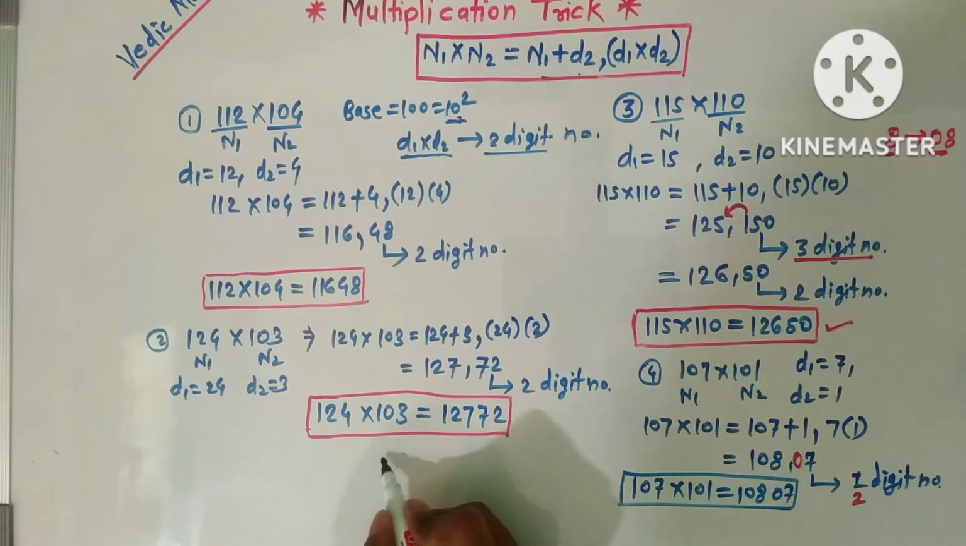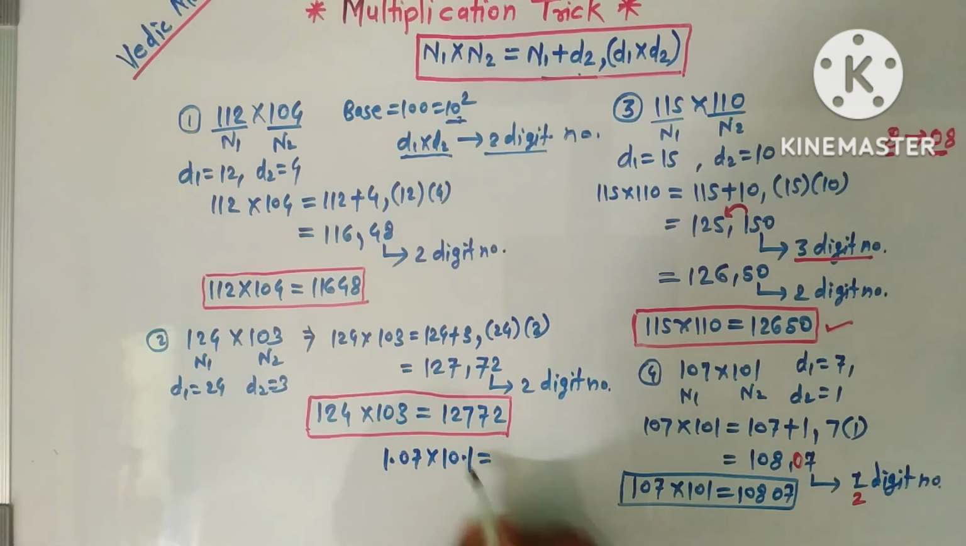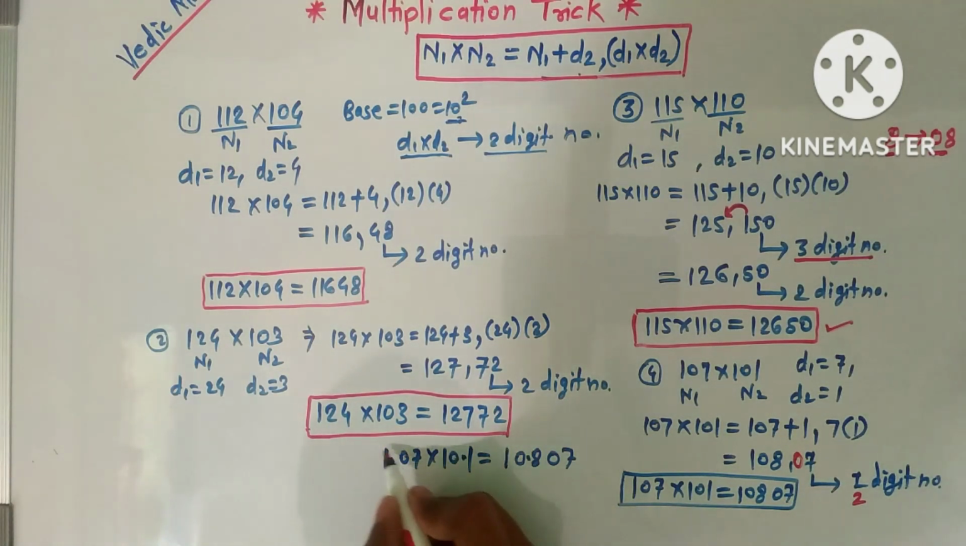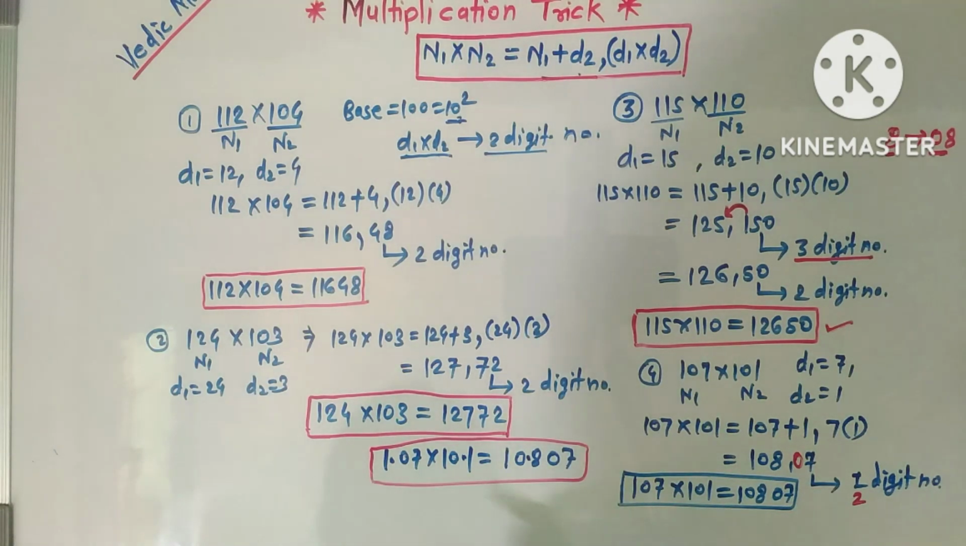So if the question is asked as 1.07 into 10.1, you can directly take this answer. So what is our answer? 10807. But where do you have to put the decimal point? See, after 2 digits here the decimal point is given, and here after 1 digit the decimal point is given. So in the answer we have to put it after 3 digits, that means 1, 2, 3. So after 3 digits we have to put the decimal point. So what is our final answer? 10.807.